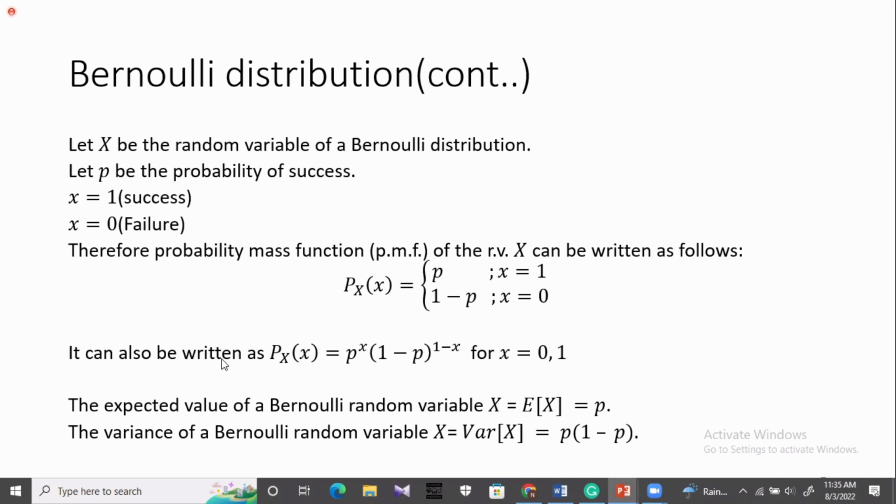So it can also be written as this. Oh, okay, I will explain this with you. Give me a second.